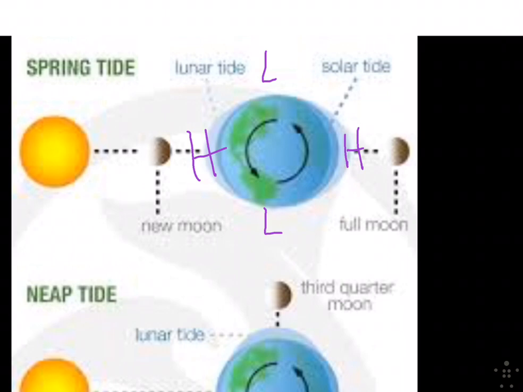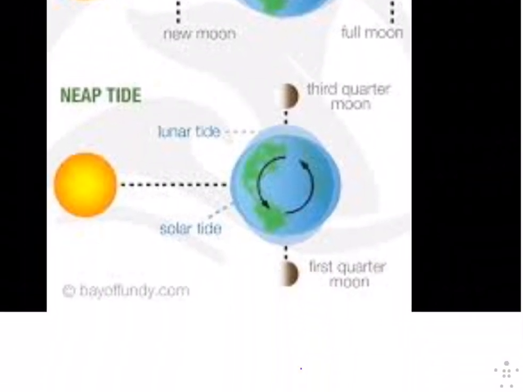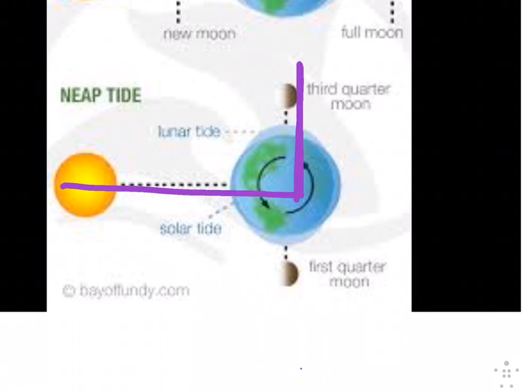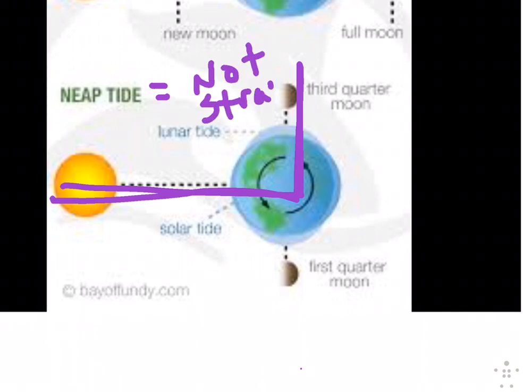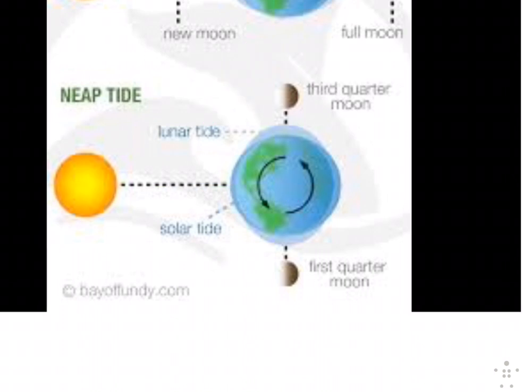But neap tide is different. Now, neap tide is when the Earth, Sun, and Moon make a 90-degree angle. This is a 90-degree angle. It's like a corner. So neap tide is not straight. It is a 90-degree angle. It makes more where the moon is pulling in one direction and the sun is pulling in the other direction. Now, during these two moon phases, you're going to have a third quarter moon or a first quarter moon. And that's when the moon is not in between the earth and the sun, and it's not on the other side. They do not make a straight line.